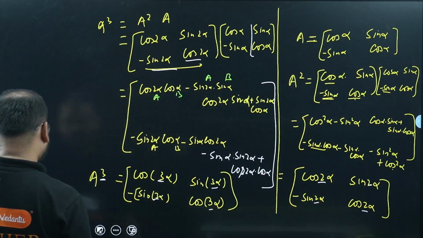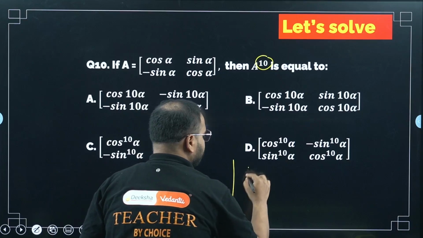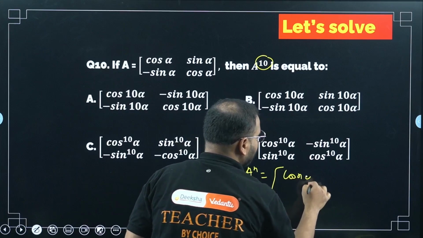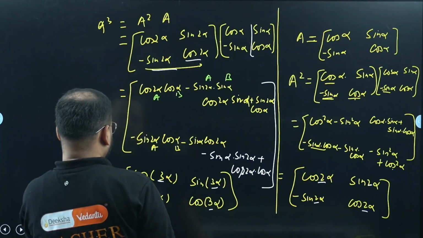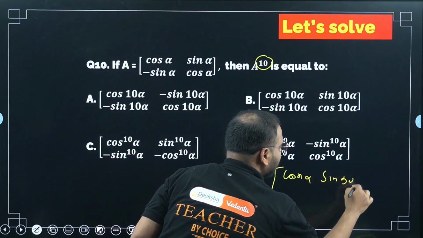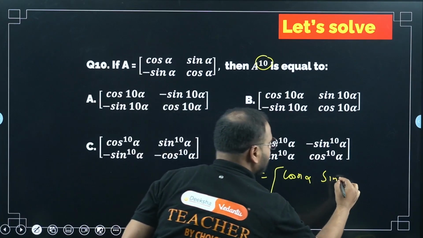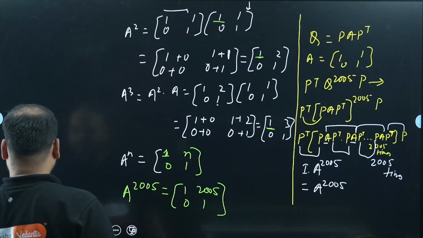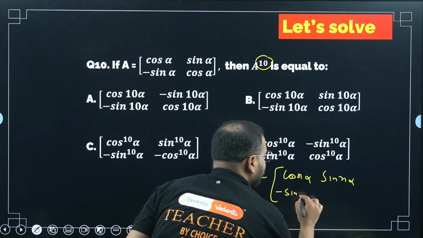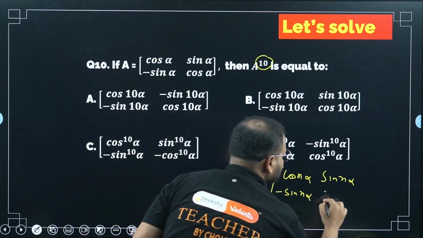So if I'm writing it for n, how will that look like? So A power n will look like this. Cos n alpha, sin n alpha, cos n alpha, sin n alpha. One second, let me raise this last part. Sin n alpha. Okay, and what is the next part? Minus sin n alpha with cos n alpha.